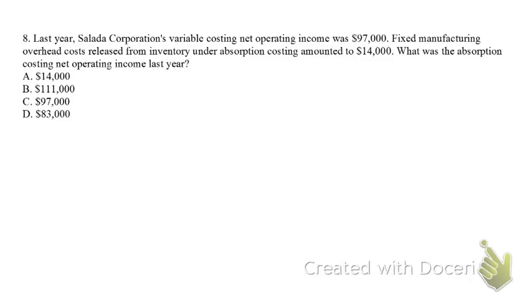The next question that we're going to work on here is question number 8. What was the absorption costing net income last year? And it's like, wow, I don't have enough information here, but in reality I do. I know that net operating income under variable costing was $97,000.